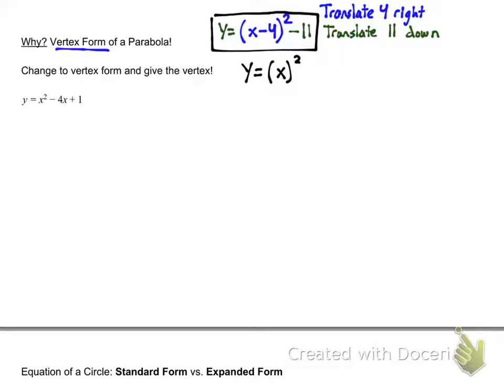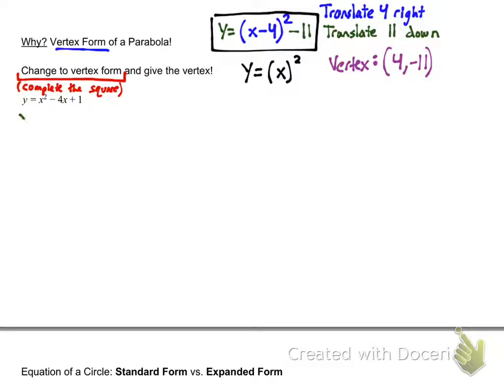So we know that the new vertex, which was at 0, 0 for this parabola, is now at 4, negative 11. And you can see that in the equation because it's in vertex form. That is one of the reasons that we complete the square, in order to put things in vertex form. So go ahead and try to change this next one to vertex form, and then give the vertex. What I mean by change it to vertex form, in other words, is complete the square. Okay, go ahead and try.